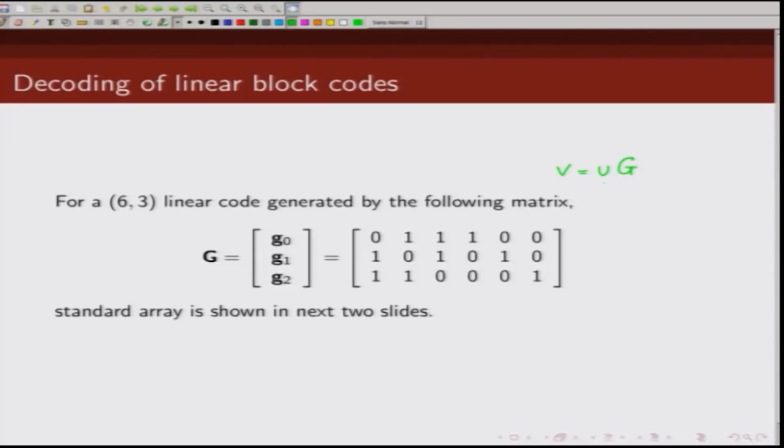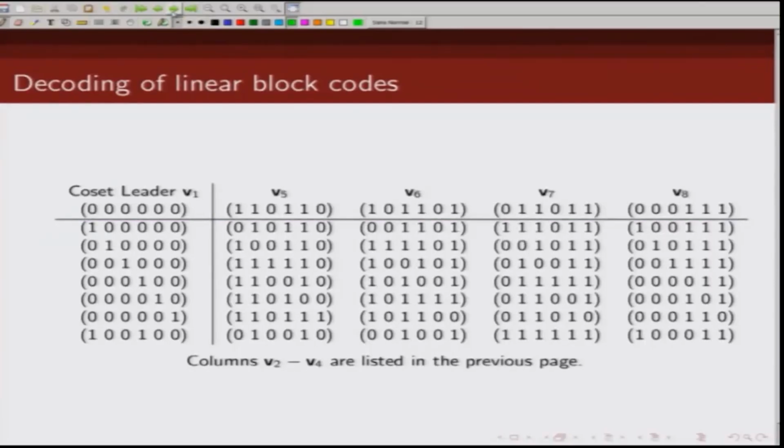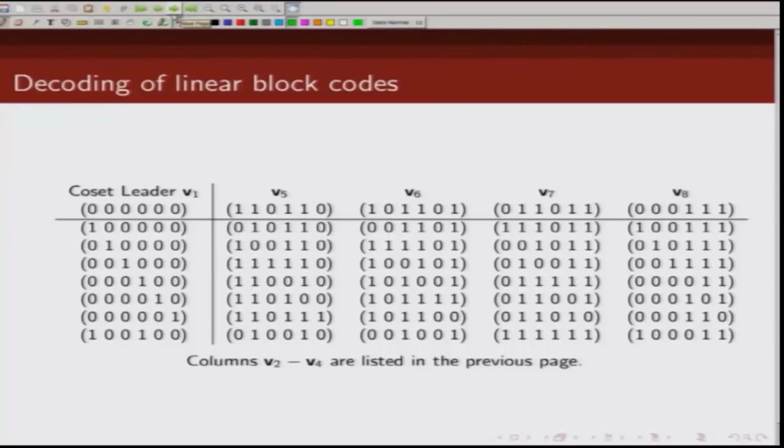So, there are a total of 8 code words, and you can find those 8 code words, because G is given to you and you know what U is. U goes from 0 0 0 to 0 0 1, 0 1 0, up to 1 1 1. So, you can find out what these code words are, and I have listed these code words here. You have the all 0 code word, and then the other code words are 0 1 1 1 0 0, 1 0 1 0 1 0, 1 1 0 0 0 1 and so on. Since I could not fit all the columns in one slide, I have continued it here. So, I had up to V4, and then I have V5, V6, V7, V8. These are my 8 code words for this 6-3 linear block code.